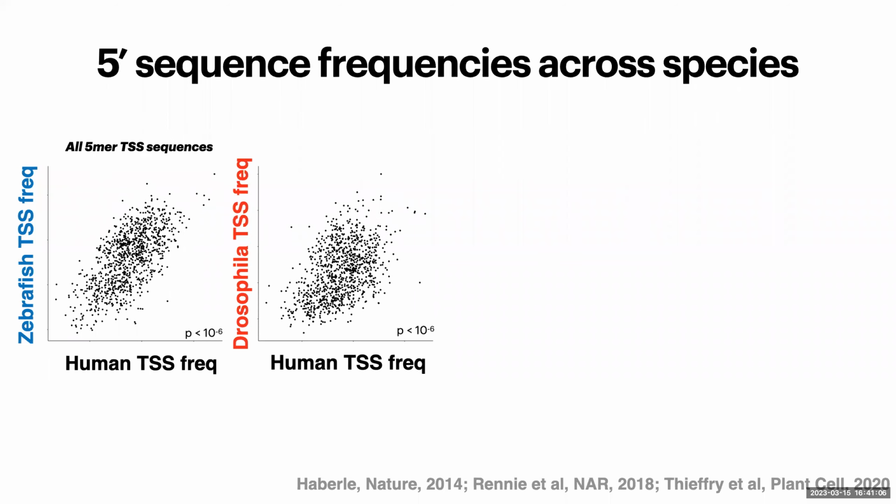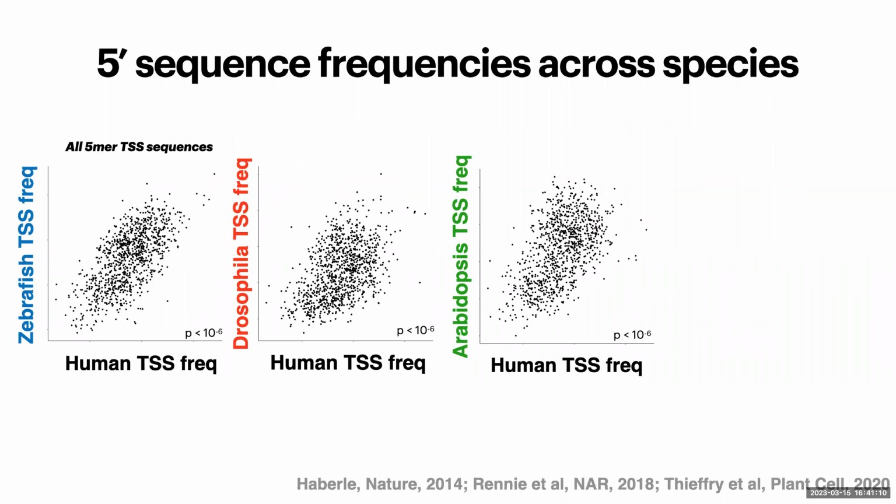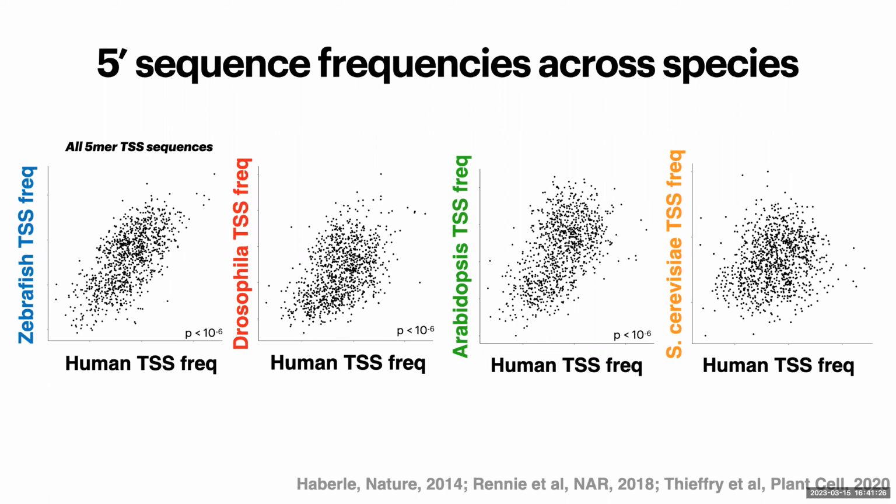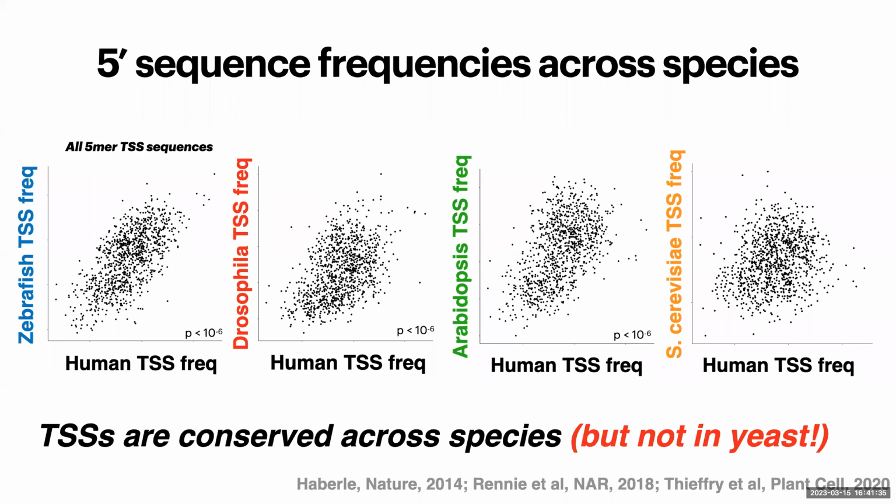And this correlation exists with Drosophila, though the strength of the correlation is a little bit reduced, but also with as evolutionarily distant a species as Arabidopsis. So I think what this says to me, at least, is that the selection of different 5' terminal sequences is really quite well conserved. Interestingly, this degree of conservation falls apart once you compare human sequences to yeast, indicating that this is likely a metazoan phenomenon.